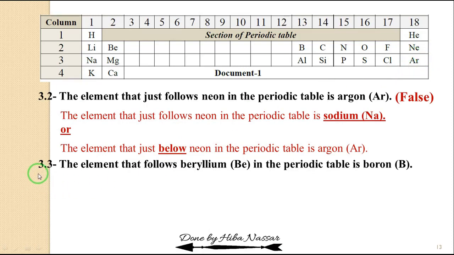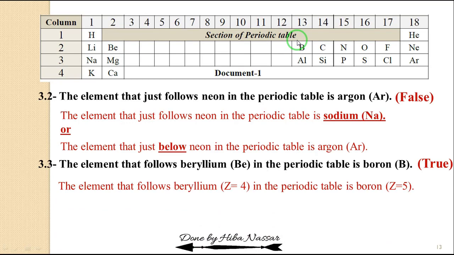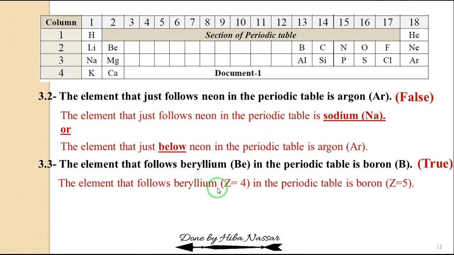3.3. The element that follows beryllium, Be, in the periodic table is boron with the symbol capital letter B. It's true. Looking at the table here, we have Be, then we have boron. Since the element that follows beryllium with Z equal 4 in the periodic table is boron with Z equal 5.